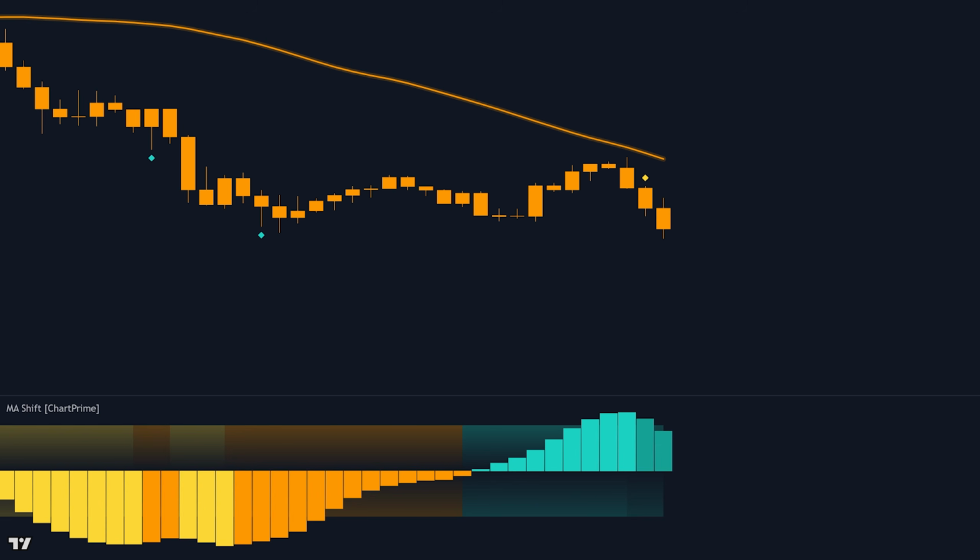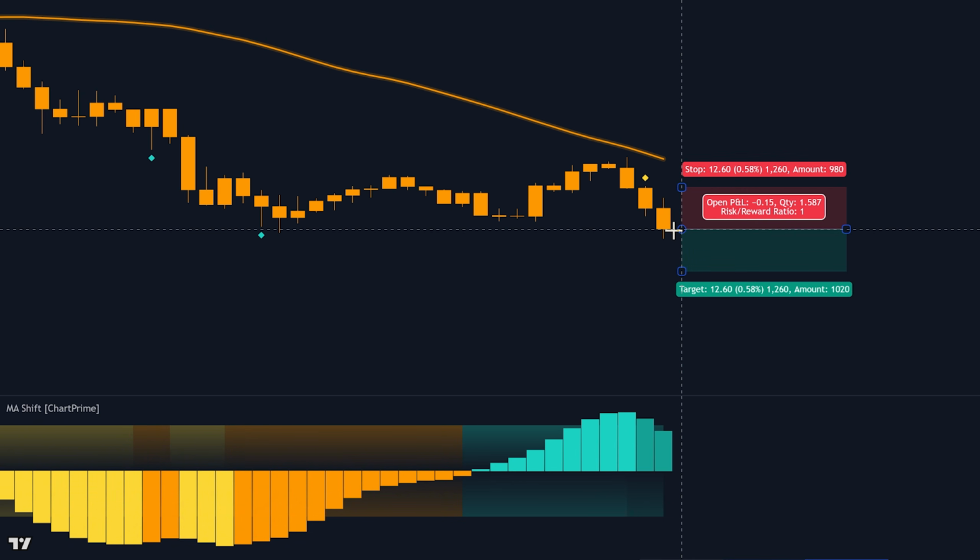Rule number 2 is that the oscillator should turn dark blue, suggesting a weakening pullback within the downtrend. Rule number 3 is that an orange diamond should appear on the chart, signaling a potential downward continuation. Once these rules are met, we enter a sell position on the next candle.